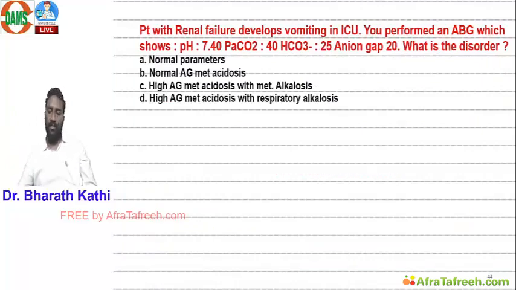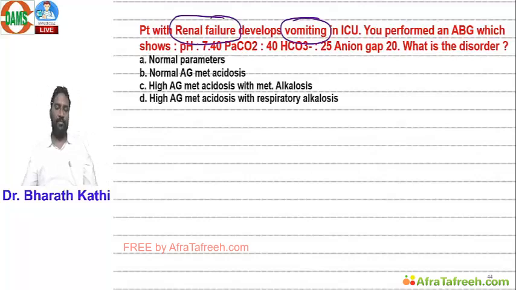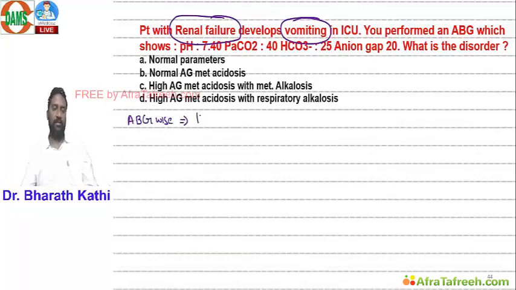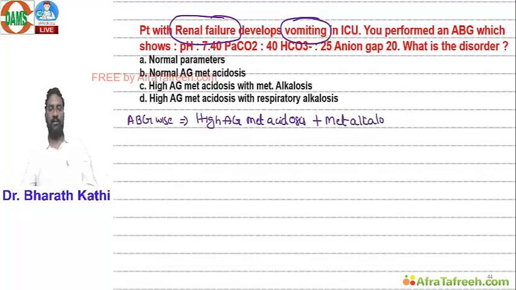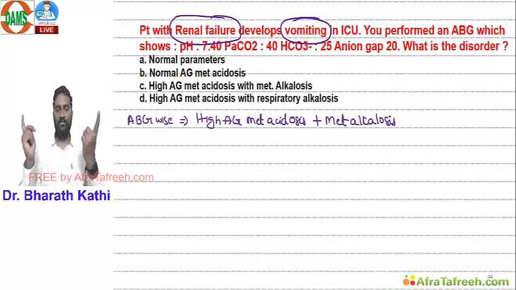So question number 1. There is a patient with renal failure and vomiting in ICU. In ICU, any type of acid-base disorder can happen. Let us see the history-wise approach. Renal failure causes high anion gap metabolic acidosis. And there is vomiting. Vomiting will cause metabolic alkalosis. Now this is a peculiar situation. Two mutually opposite disorders. One is metabolic acidosis, other is metabolic alkalosis.